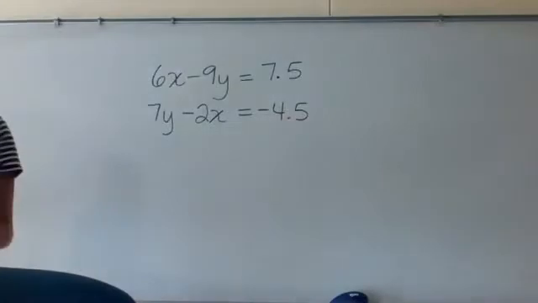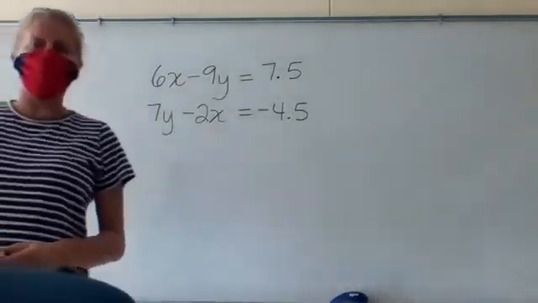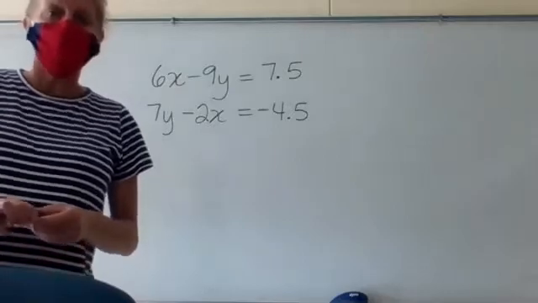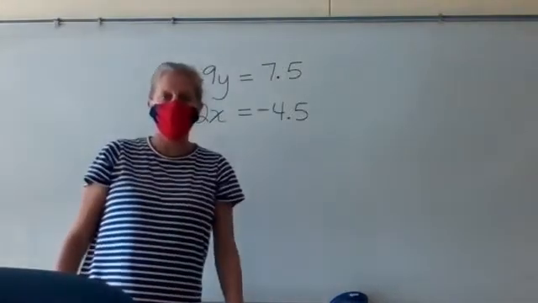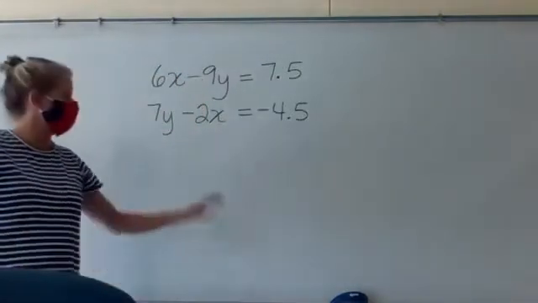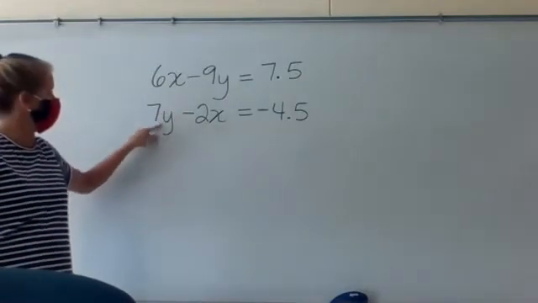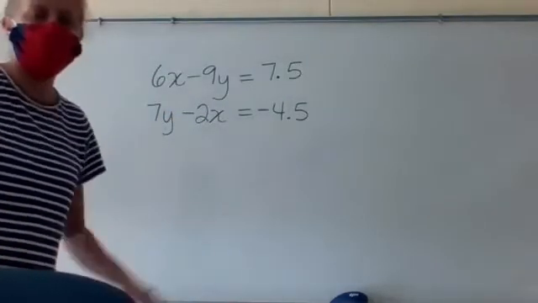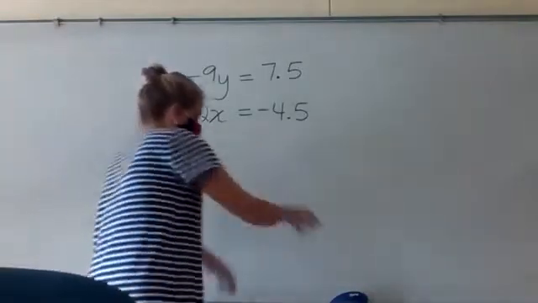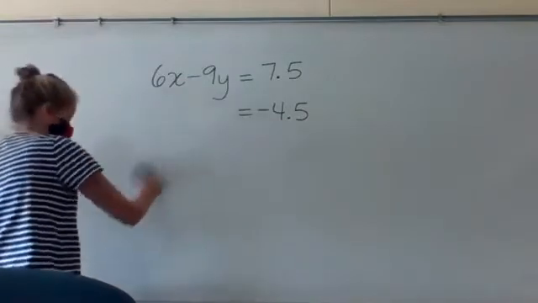-4.5. Now, the first issue that I see with this problem is that my x's and my y's don't line up with each other. You need to fix that, right? You want your x's in a column and your y's in a column. So what I need to do here is just flip-flop these so that the x will be under the x and the y will be under the y. I'm not going to rewrite. I'm just going to erase these two and put them in each other's spot. So I'm going to put the -2x here and the 7y here.